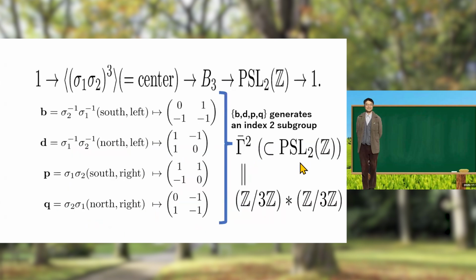So we have the braid group modulo its center. We have 2x2 matrices, and this association BDPQ from the previous sheet goes to these 2x2 matrices, which generate an index subgroup of PSL(2,Z). It is a free product of three cyclic groups generated by these.